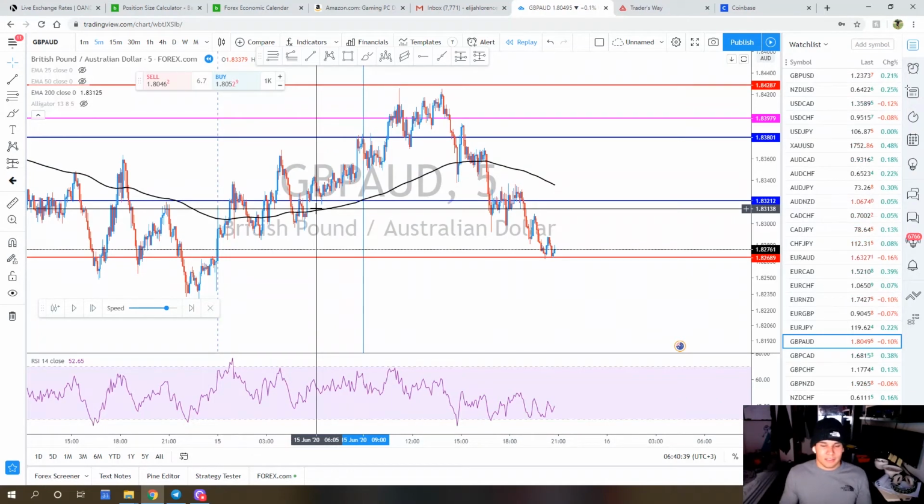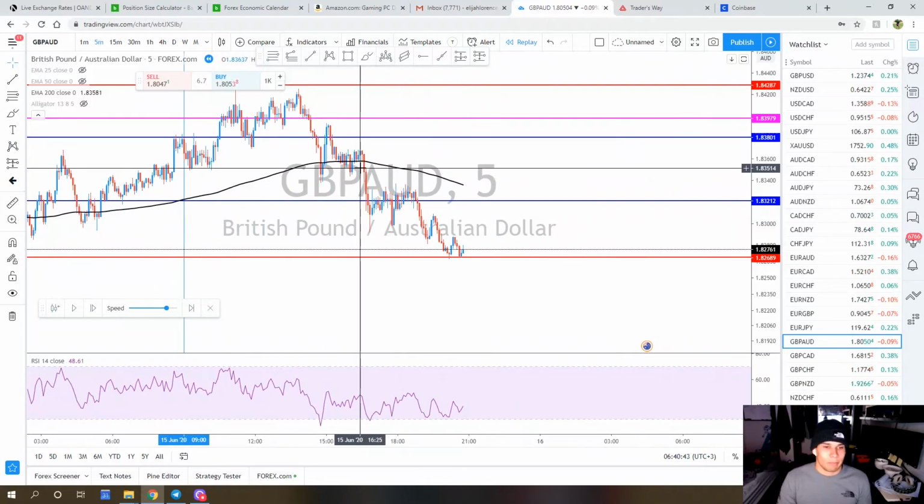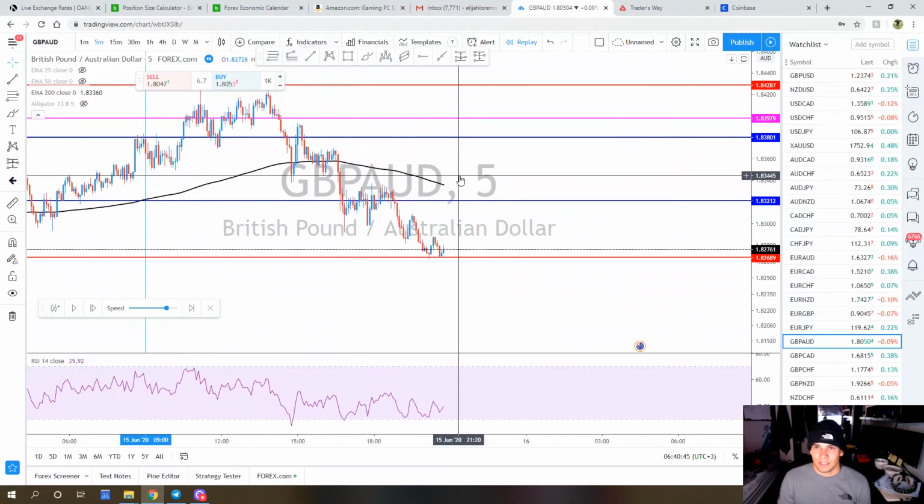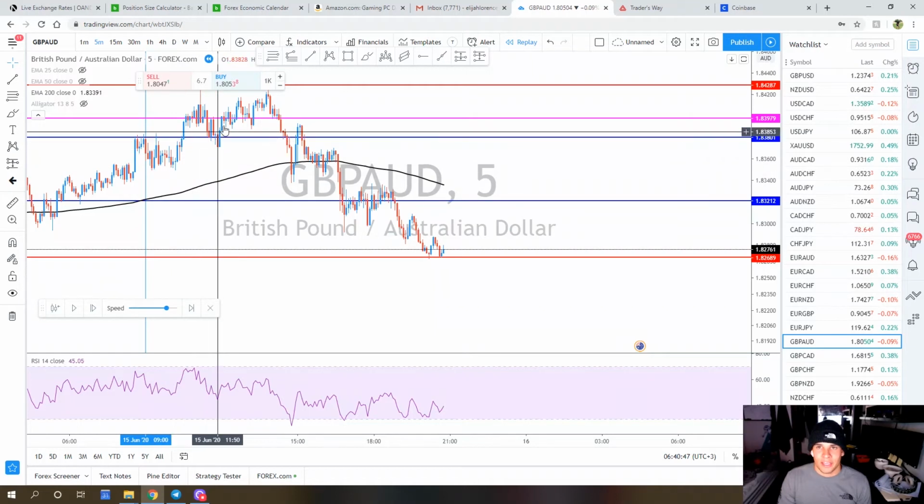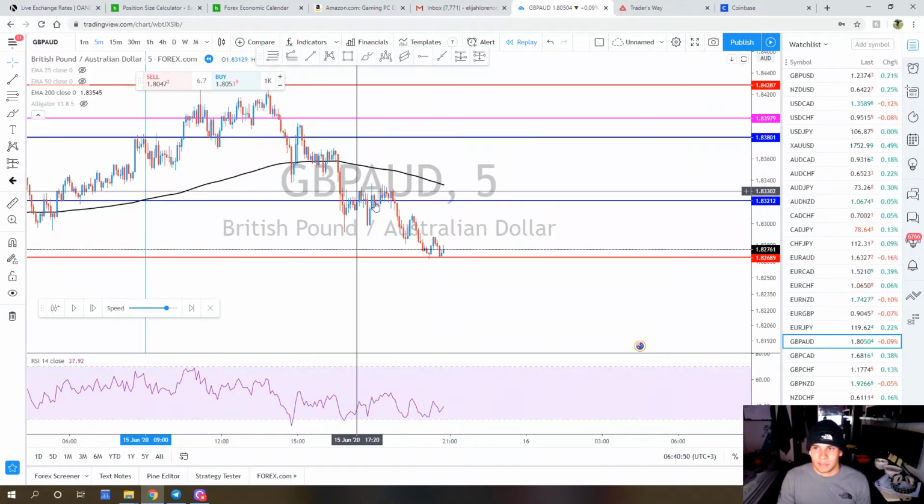They have all the money. Don't let the banks take your money. Make money with the banks. Exactly where I showed you. Look, fake out to the top side and just complete reversal down.